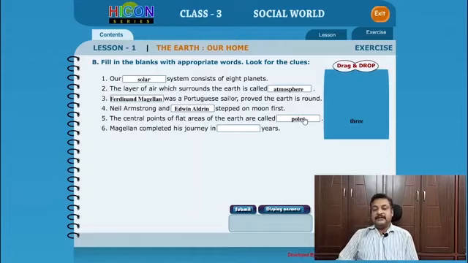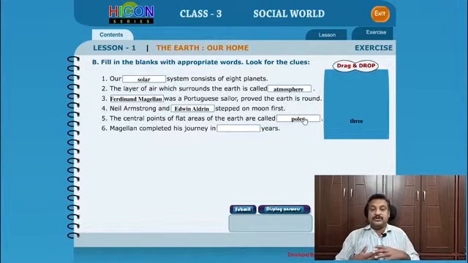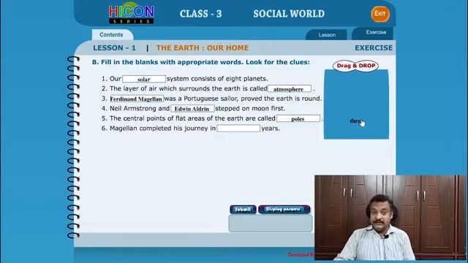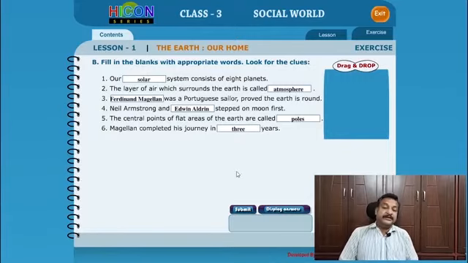Magellan completed his journey in dash years. So Ferdinand Magellan, along with a group of sailors, started a voyage from Spain to the west of the world and came back. So how much time did he take to prove that the earth is round? That is 3 years. Magellan completed his journey in 3 years.